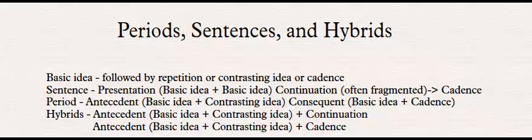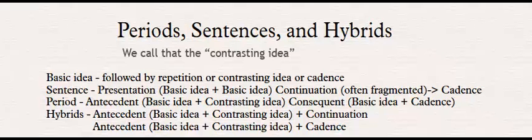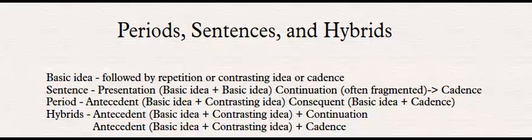And then the three types of structures all have the same kind of building blocks. So a sentence has two different building blocks. It has the presentation and the continuation. The presentation is just two basic ideas in a row. So that's a repetition, right? Basic idea, basic idea. It's followed by the continuation, which often takes a part of that basic idea and then runs with it. And so it plays with it and then it goes to a cadence, usually an authentic cadence.